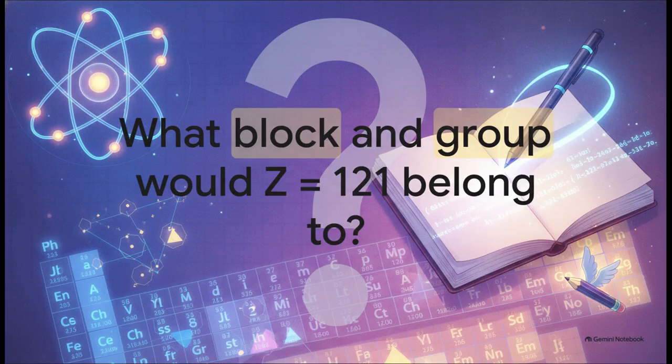So, what does this all mean for you? I want to leave you with a quick challenge to test your new MasterClass skills. If a laboratory announces the discovery of element 121 tomorrow, based on the Aufbau principle and the algorithms we've practiced today, which block and which group would it officially belong to? Grab a piece of paper, use your Oganesson anchor, and trace exactly where that 121st electron has to go.